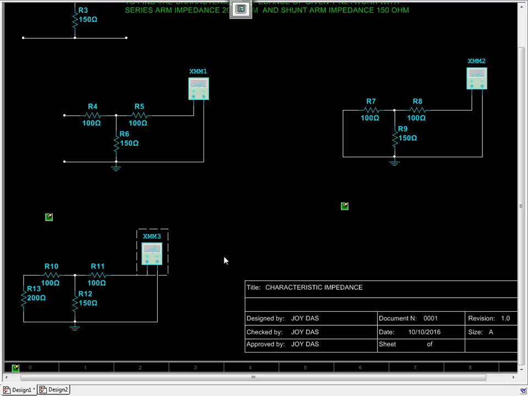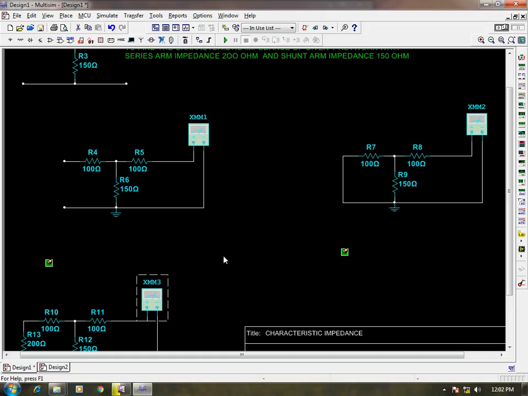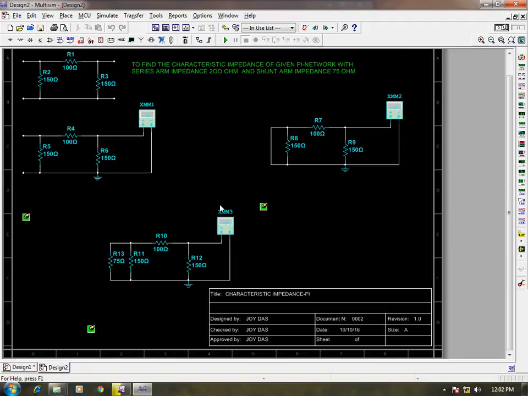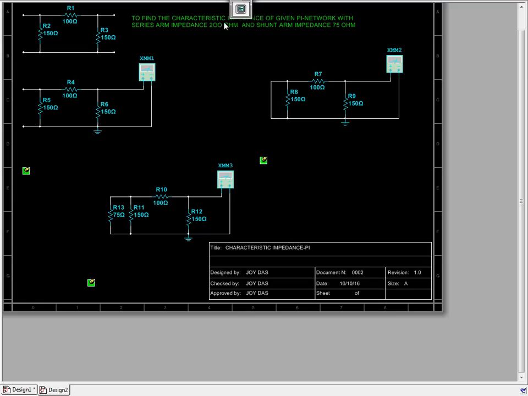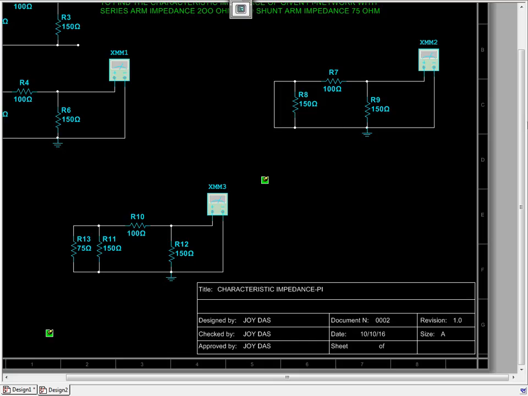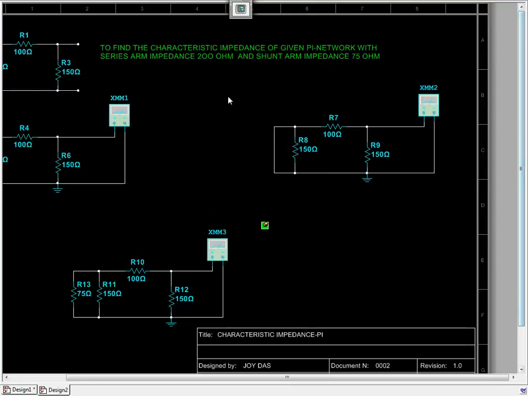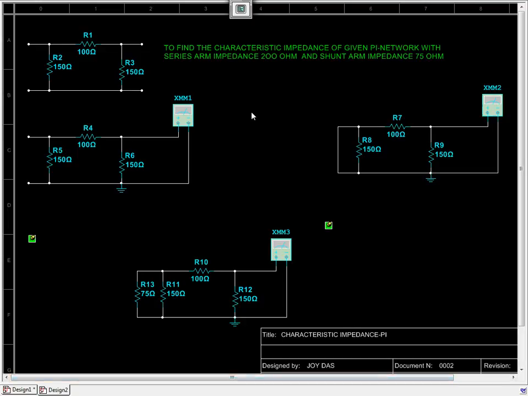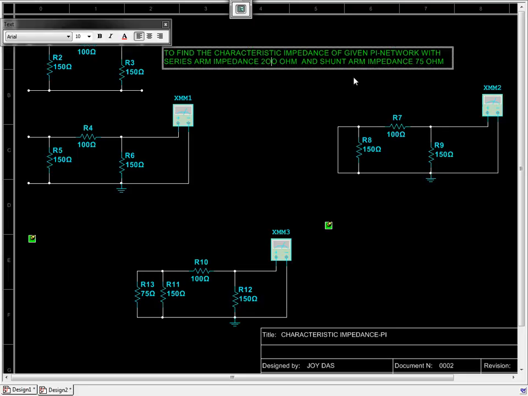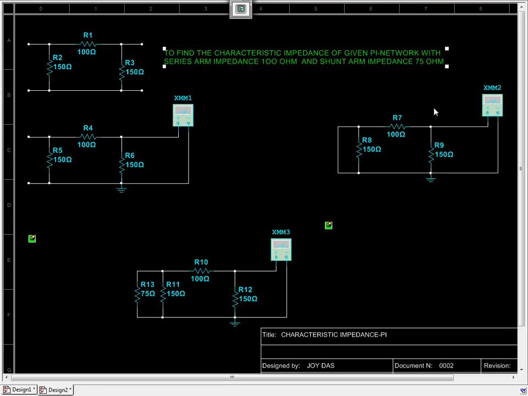Now we will move into another characteristic impedance measurement for a symmetrical pi network. We have simply taken this problem statement of finding the characteristic impedance of a symmetrical pi network of series arm impedance of 200 ohms, series arm impedance of it should be 100 ohms rather, 100 ohms, and shunt arm impedance of 75 ohms.